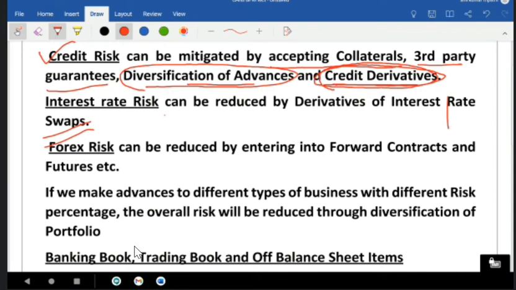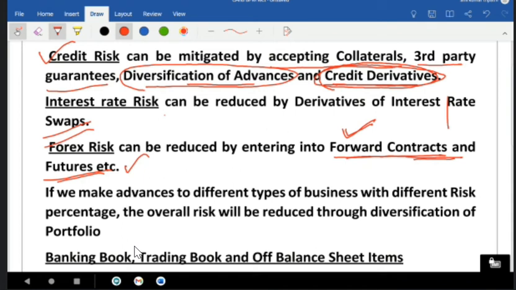Okay. And forex risk can be reduced by entering into forward contracts. We have already studied forward contracts and futures. So these are the derivatives of the forex market, forex contract and future contract.